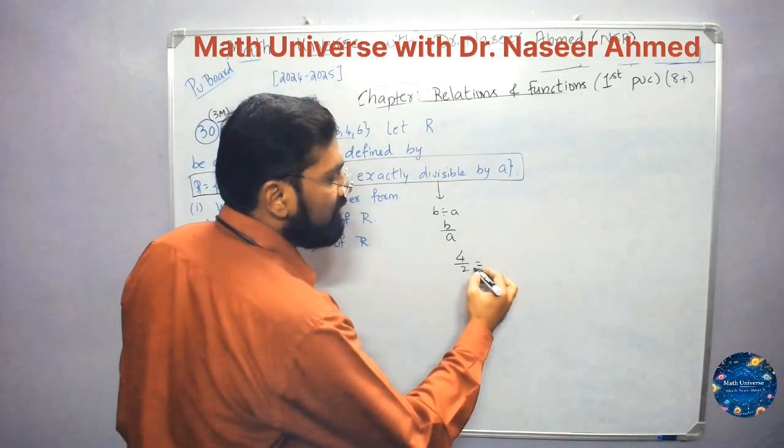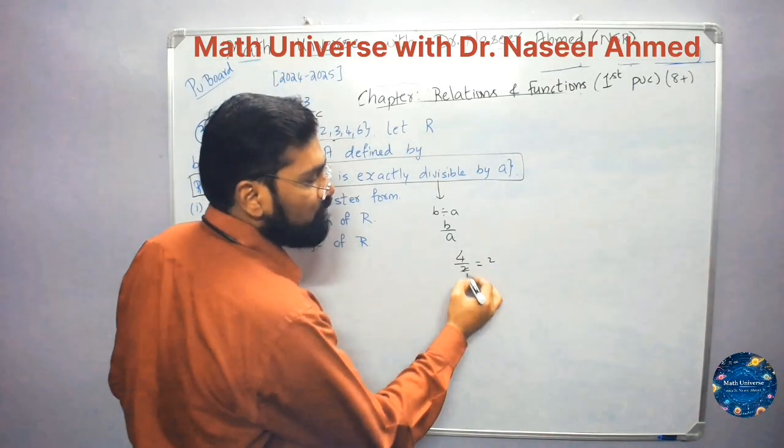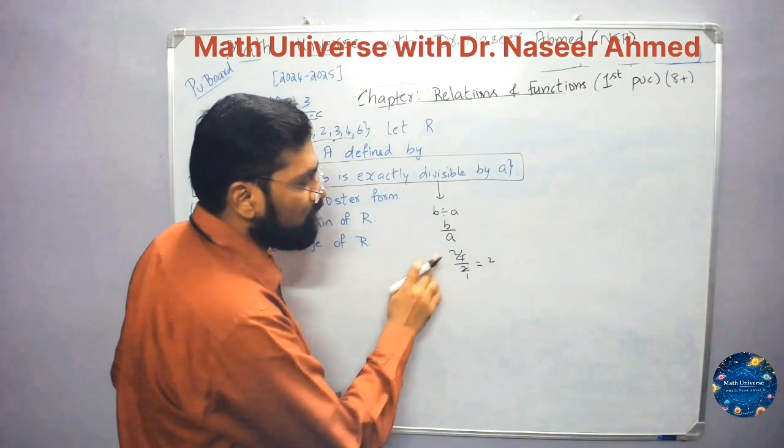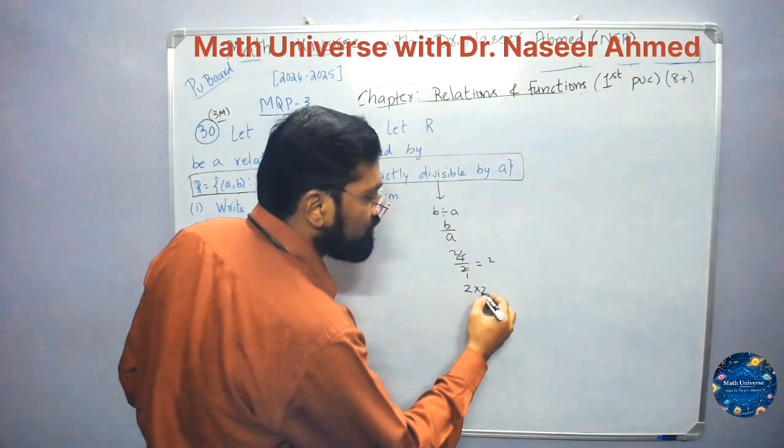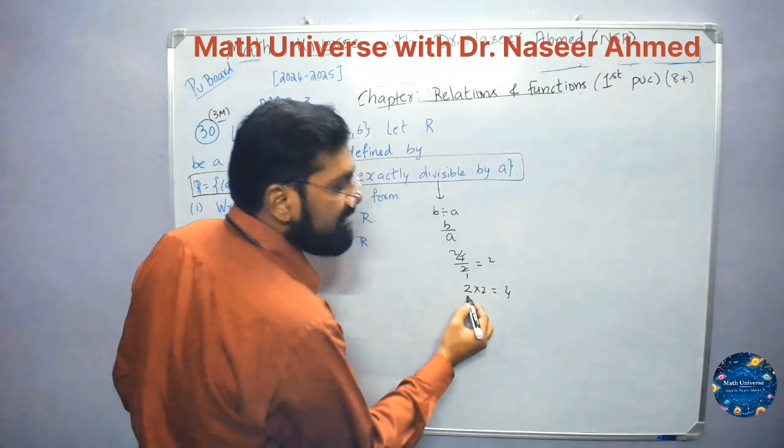Yeah, 4 1s are, 4 2s are. I mean to say 2 1s are, 2 2s are. Correct? No, I mean to say 2 1s are, 2 2s are. Why did it happen? See, 2 2s are 4. So 4 is a multiple of 2.